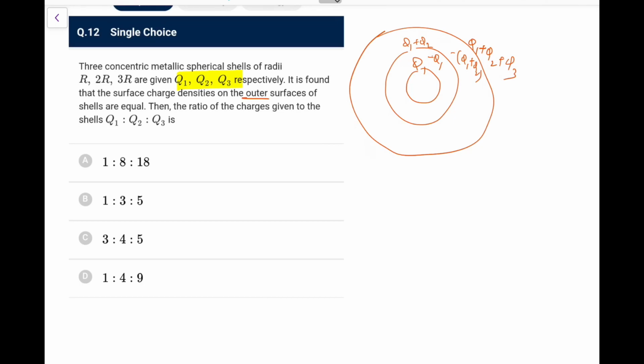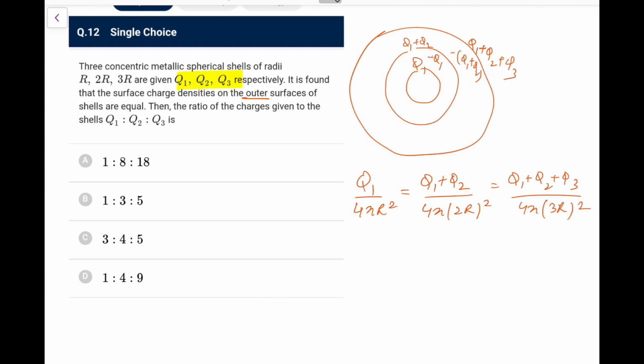So now what we have, outer surfaces. So outer surfaces we have surface charge densities are same, that means q1 upon 4 pi r square is equal to q1 plus q2 upon 4 pi into 2r whole square, that is equal to q1 plus q2 plus q3 upon 4 pi into 3r whole square. So what we have, q1 would be equal to q1 plus q2 by 4, that is equal to q1 plus q2 plus q3 by 9. That is what I can write.